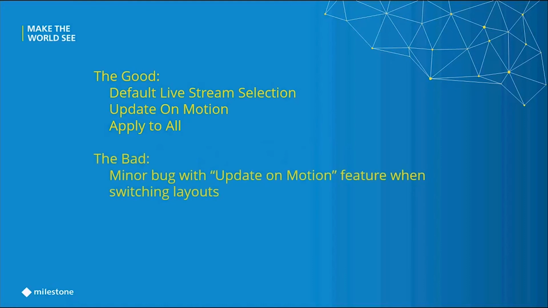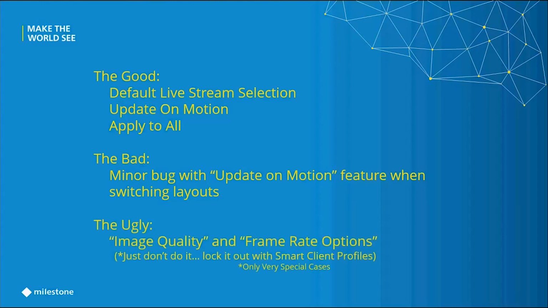The bad: that minor bug with the update on motion feature. I think we should be able to get that taken care of, but it's really easily fixed or worked around by just going to the setup button, going into setup mode and exiting out. And then the ugly: the image quality and frame rate options, just don't do it. Lock it out with smart client profiles, but with an asterisk on there. So yeah, if it's a really special case, okay, fine, but be very careful with the feature, because it can really get you into trouble with the recording server software.